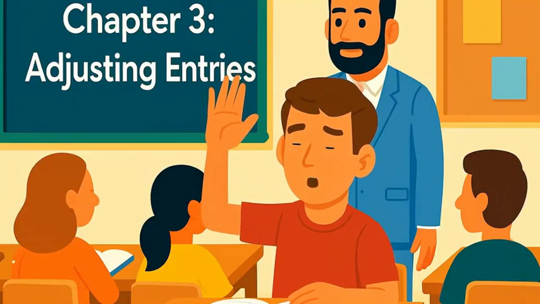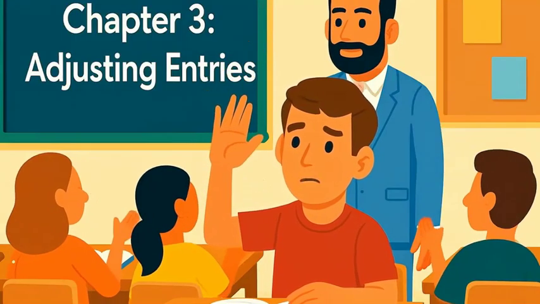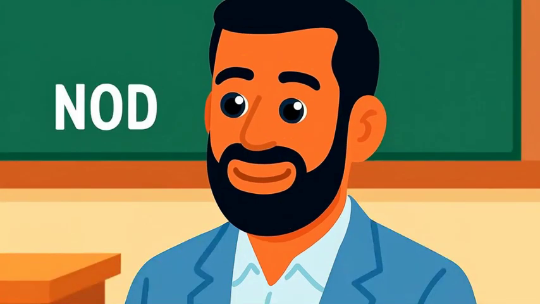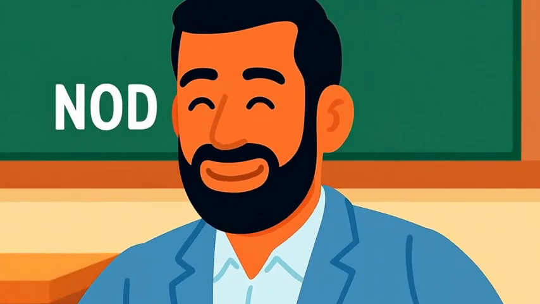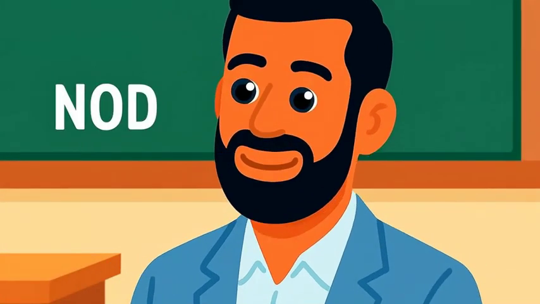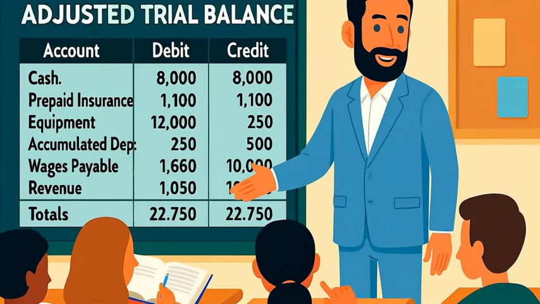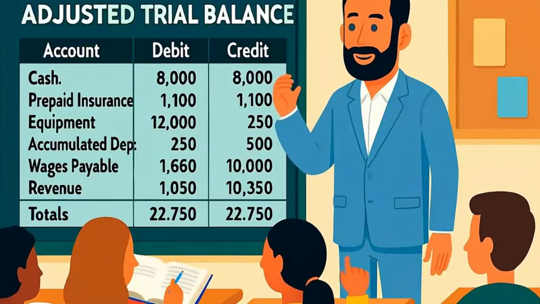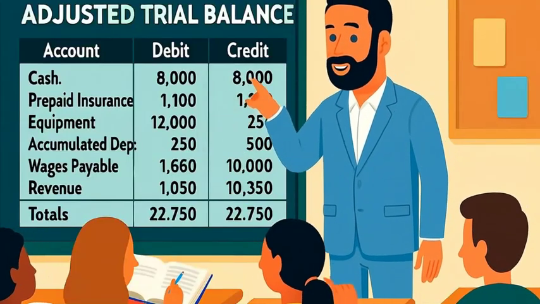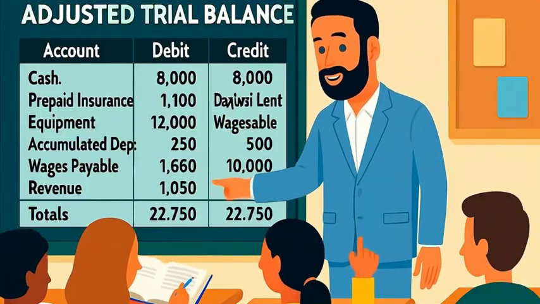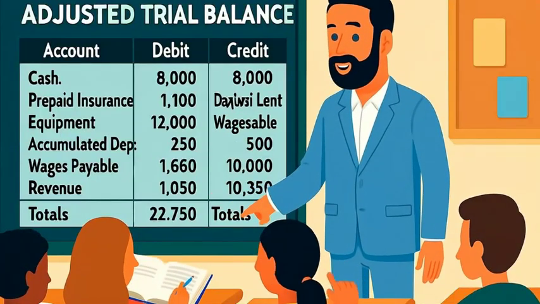So all these ensure income and expenses show up in the right period? Exactly. That's how we make financial statements accurate and timely. After making adjustments, we prepare the adjusted trial balance. It lists all accounts after adjustments to confirm total debits equal total credits.